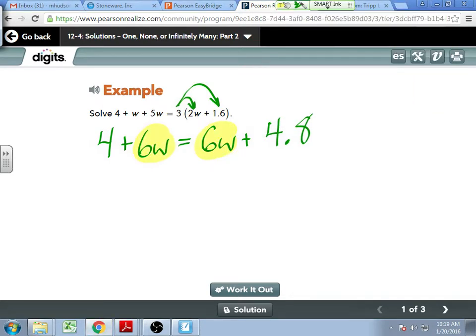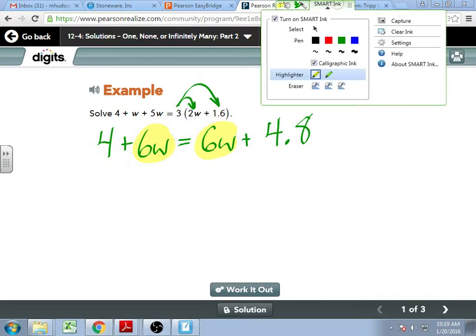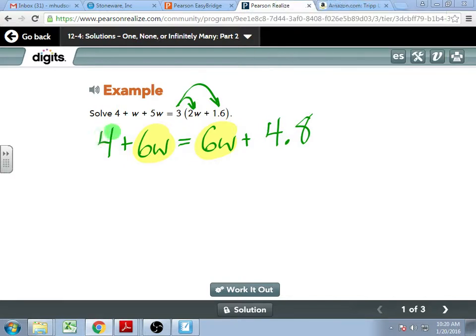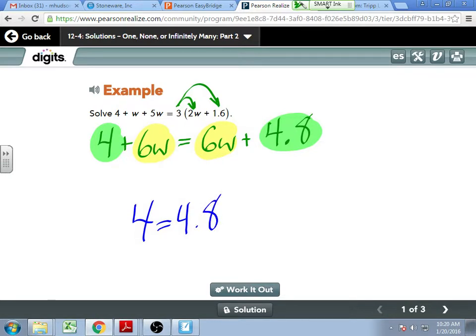The 6w, I like what you said, but this is really how your brain figured it out. The 6w is shared. Now what Karen said was when I subtract, what were you going to subtract? The 6w. Those will cancel each other out, which will leave me with just 4 equal to 4.8, which is not true. When I have 4 equal to 4.8, this is a contradiction, which means there are no solutions. Or you can put the empty set.